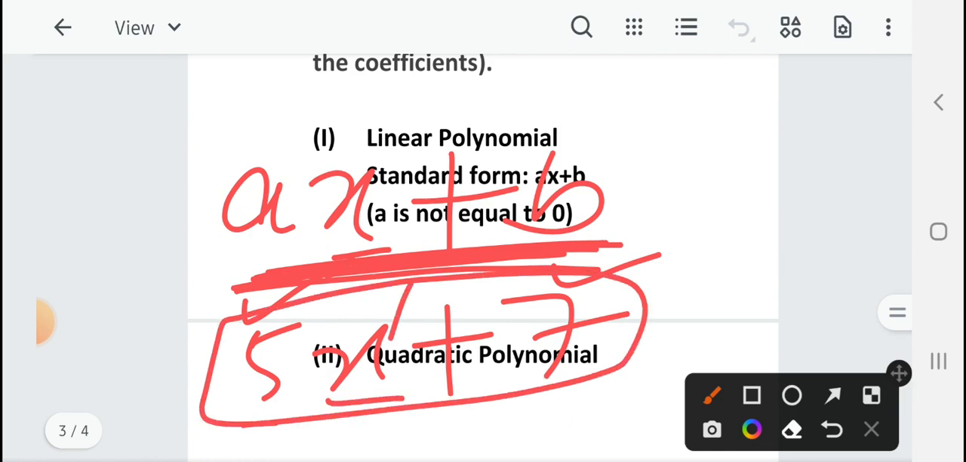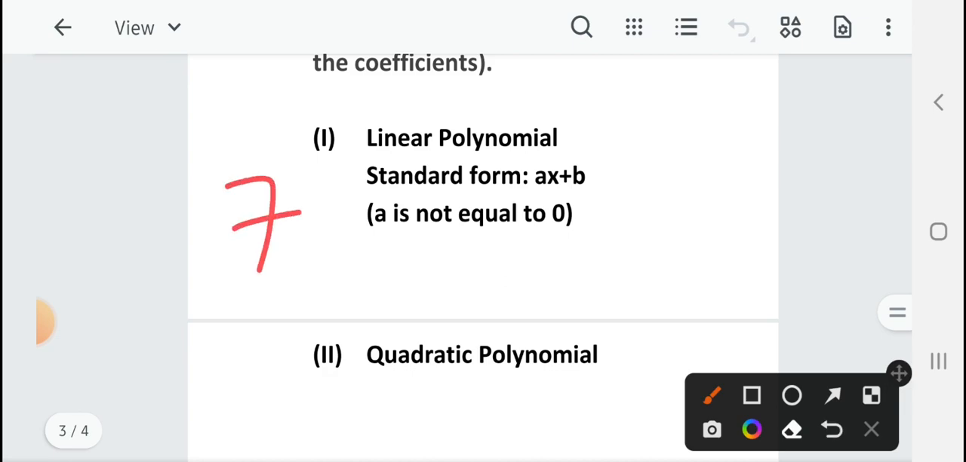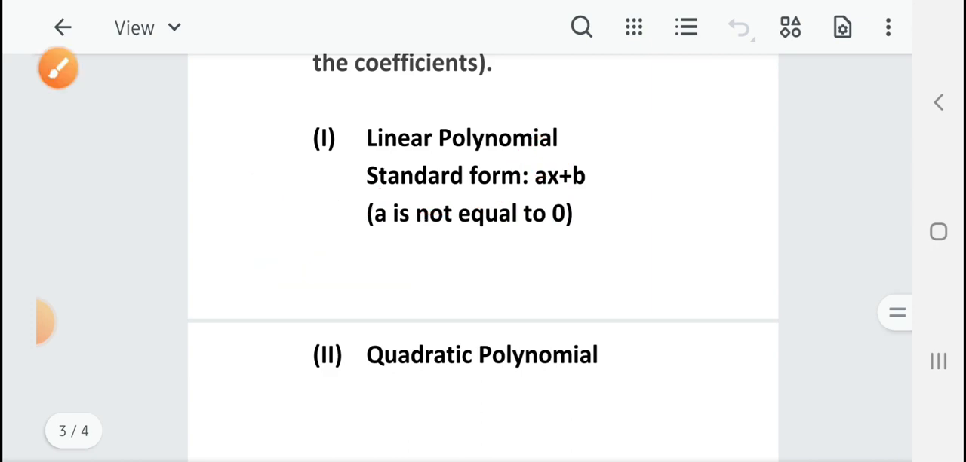So we can say that this is a linear polynomial, and the coefficient of this variable should not be equal to 0, otherwise it will not be a linear polynomial. Okay, so in this case you have to mention that the coefficient should be non-zero. Let's take another example. Suppose 7x minus 9. So this is an example of a linear polynomial. It is degree 1. x is degree 1. That's why you can say that it is a linear polynomial.